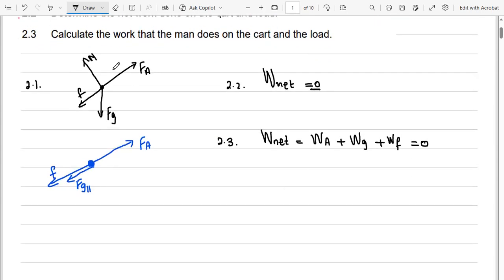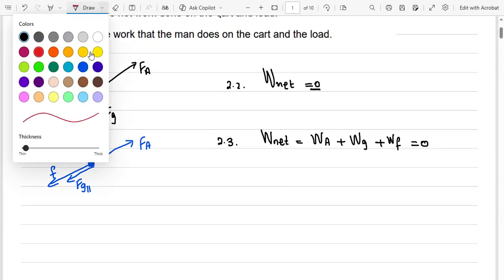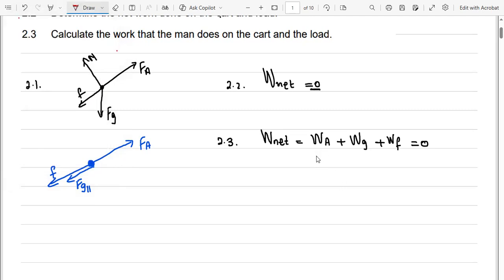So I don't want to waste time on this one. So you know what I'm going to do? I'm going to first find the work done by our FG parallel, okay? So the work done by the weight is going to be the FG, then delta x, the cos of theta. So FG parallel, delta x, the cos of theta.